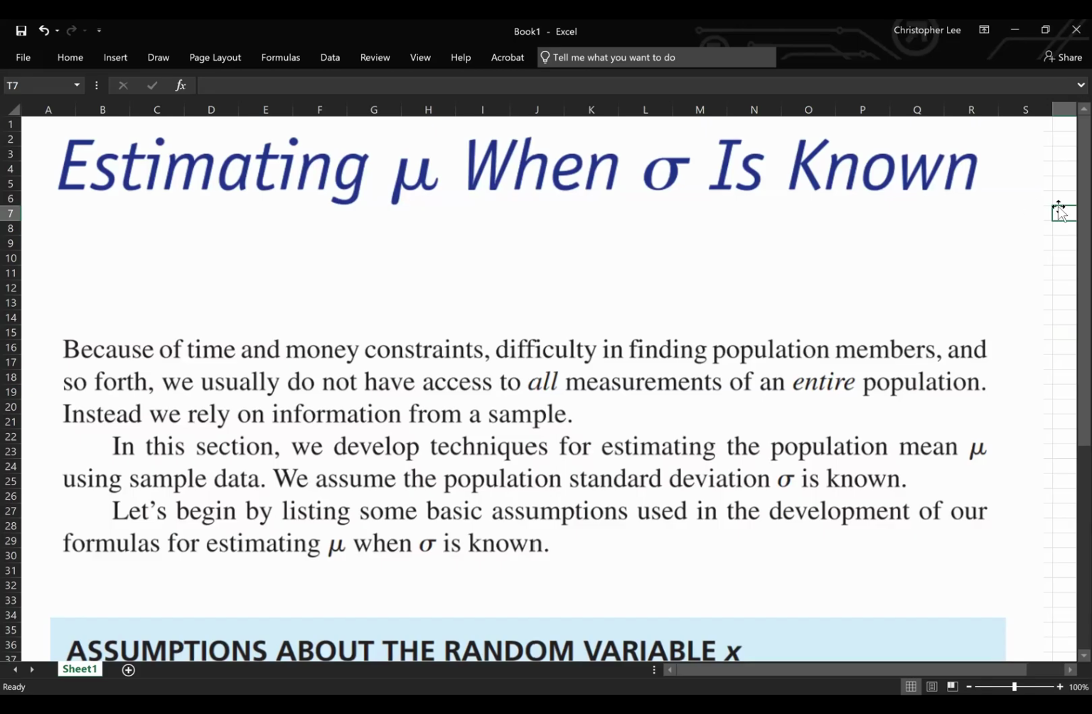Yeah, I forgot. So, estimating mu when sigma is known. Because of time and money constraints, difficulty in finding population members and so forth, we usually do not have access to all measurements of an entire population. Instead, we rely on information from a sample. In this section, we develop techniques for estimating the population mean mu using the sample data. We assume the population standard deviation sigma is known. Let's begin by listing some basic assumptions used in the development of our formulas for estimating mu when sigma is known.